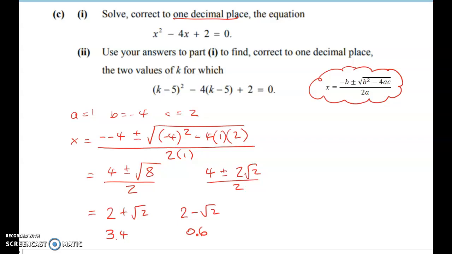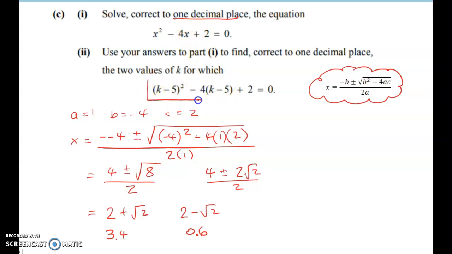Right, now, okay, this is the key bit here I want to concentrate on. Use your answers to part 1. So these are the two answers, to find, correct to one decimal place, the two values of k for which. Now, what on earth is it going on about? What's this got to do with part 1?